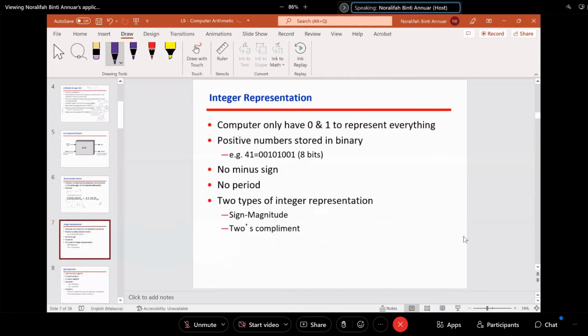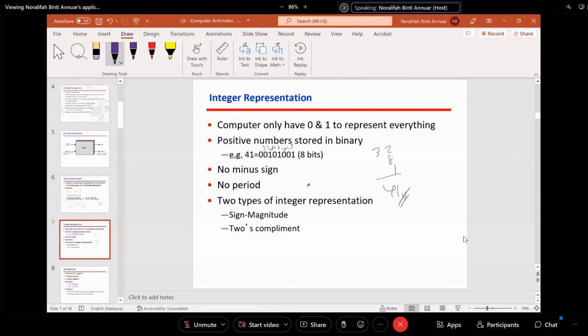Okay, computer only have 0 and 1, which is a binary format. Okay, positive number stored in binary. For example, 41. Okay, kalau dalam 8 bit, so you just add it up, you will get 41. You can check it on your note. So dapat 41 lah. 1, 2, 4, 8, 16, and 32. 32, you plus with 8, you plus with 1, you get 41 in decimal lah. So this one is no minus sign, no period. No period maksudnya tak ada yang floating point.